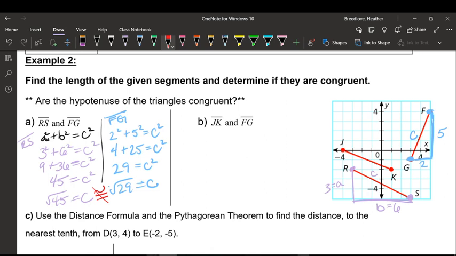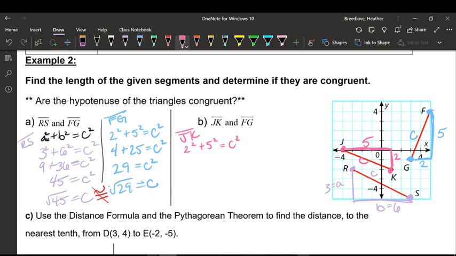Okay, so next one, JK and FG. We got FG. OJK, that one in pink. Here's J, here's K. I'm going to go to the top on this one for my triangle because there's more space to write. So that's 2. 1, 2, 3, 4, 5. That's 5. So C is here. So for JK, I have 2 squared plus 5 squared equals C squared.